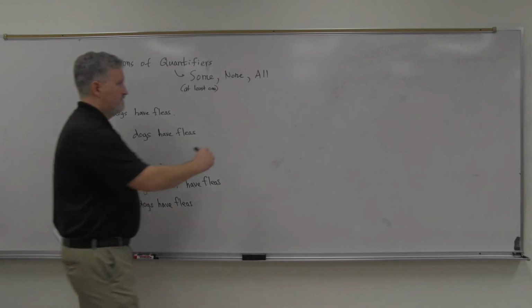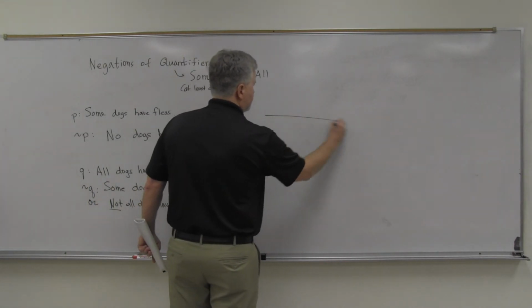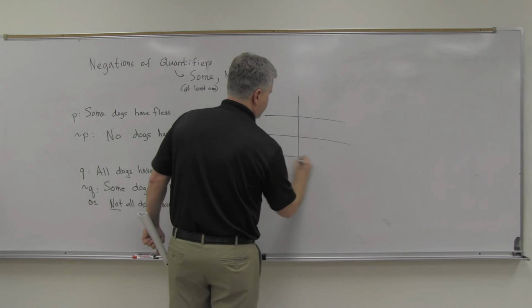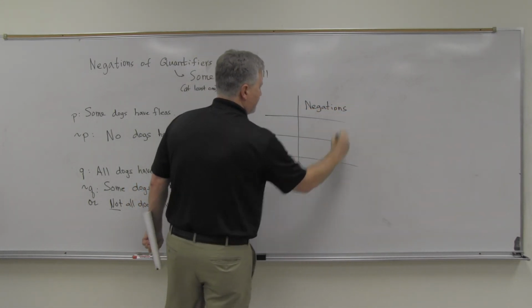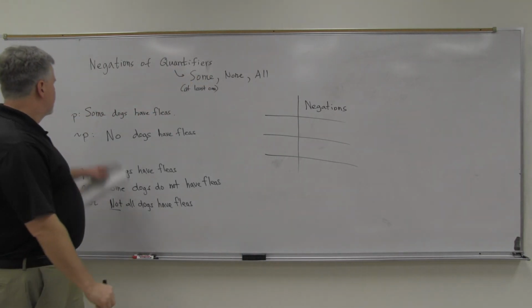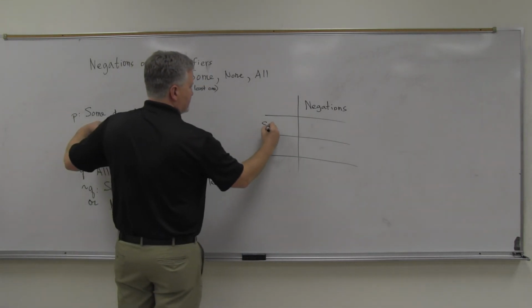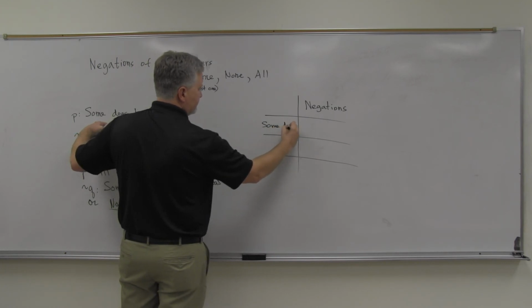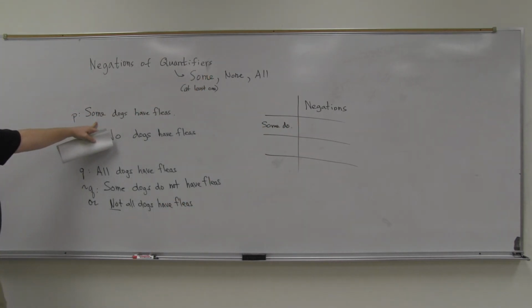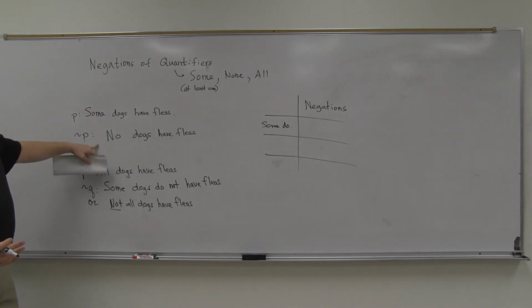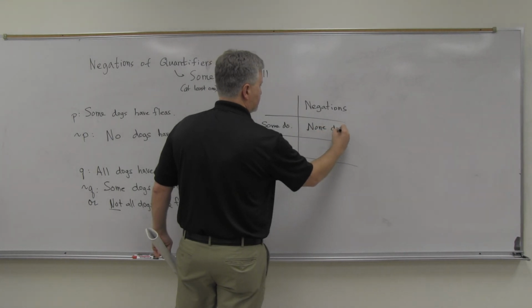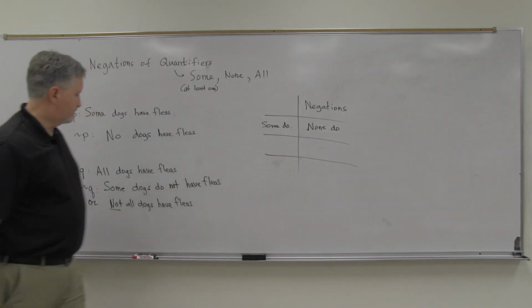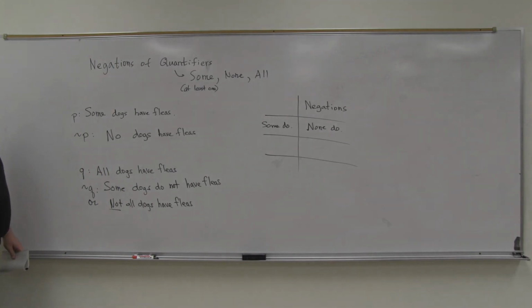So here's kind of a table, because some people like organizing it in tables. So here it is. For the quantifier "some do," or some whatever the verb is there, the negation is "none do." Or, "some have," "none have."